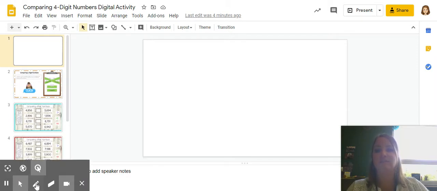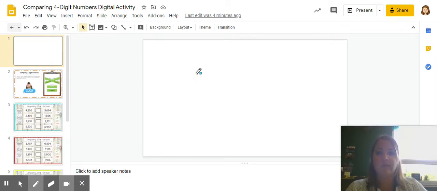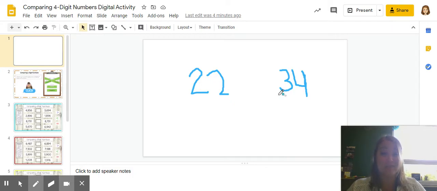So let's start with some numbers that are in the tens place. I'm going to use the number 22 and the number 34. All right, if I want to compare these numbers, all I have to do is look at the greatest place and decide what that is. So in 22, the greatest place is the tens place. And in 34, the greatest place is also the tens place. So what we have to do is look at the digits that are in those tens places, since they both are in the tens place, and figure out which one is bigger.